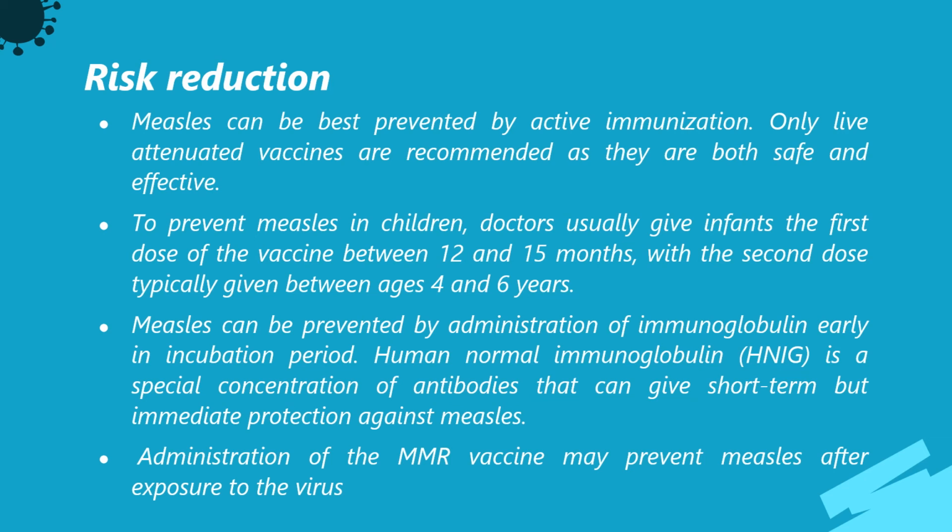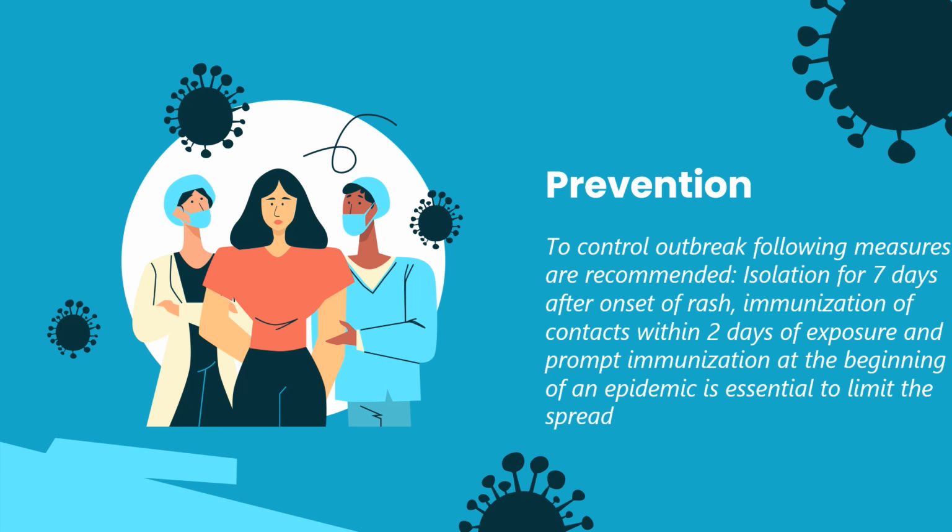Measles can be prevented by administration of immunoglobulin early in the incubation period. Human normal immunoglobulin is a special concentration of antibodies that can give short-term but immediate protection against measles. Administration of MMR vaccine may prevent measles after exposure to the virus.